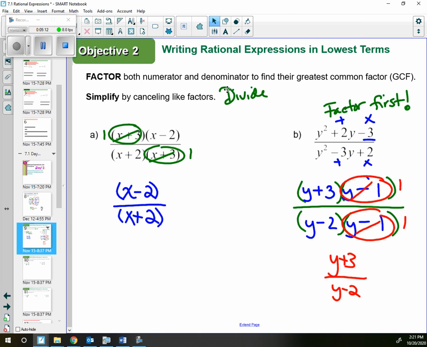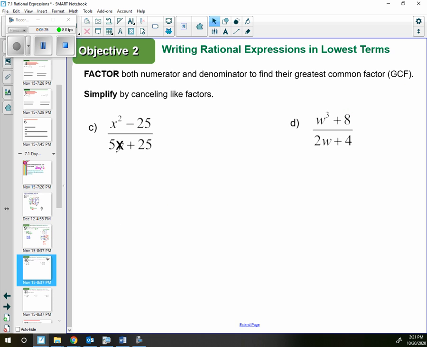And remember, I can't take part of a binomial. That has to be identical to divide it out. So y plus 3 is a different binomial than y minus 2. That's as far as I can go. So always, always, always factor first, then reduce. All right, let's take a look at some more.